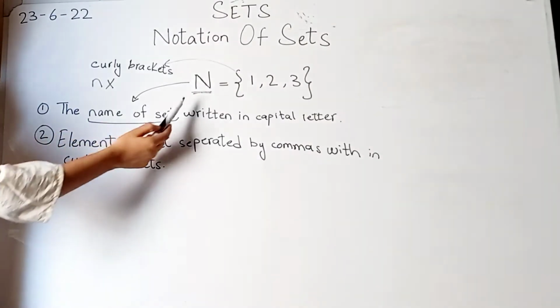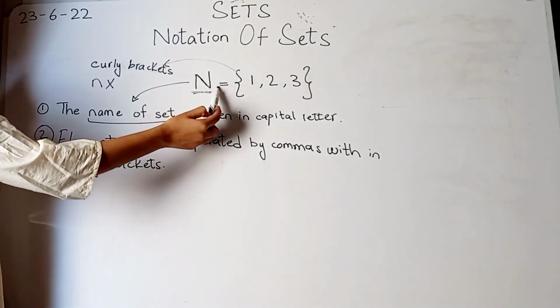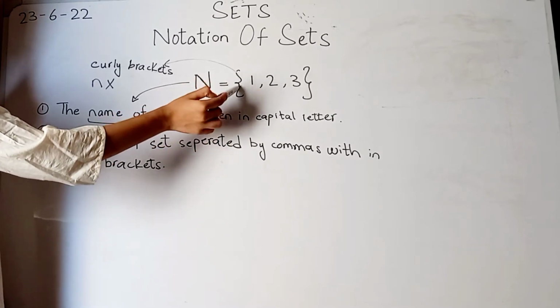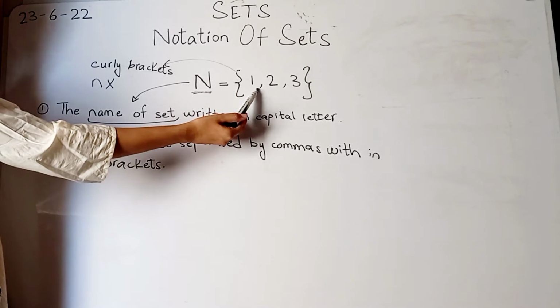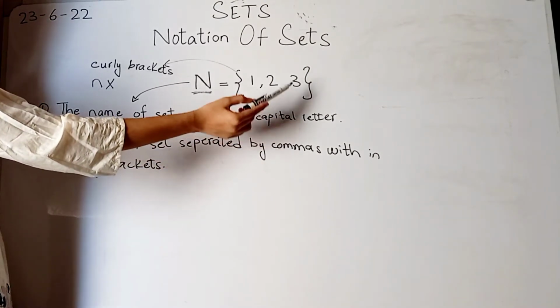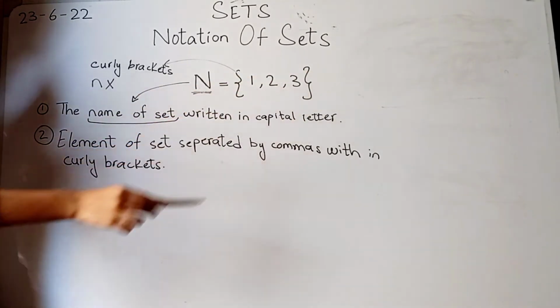The first notation is the name of the set written in capital letter N, then equals to N, then curly brackets. This is known as the open curly bracket. Then the elements inside it are separated by commas: 1, then comma 2, comma 3. And when our elements are finished, we will close the bracket.